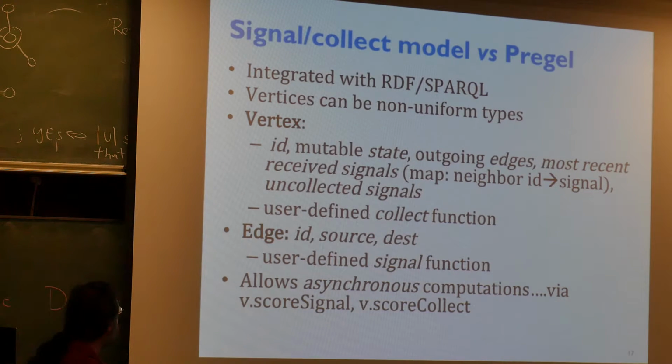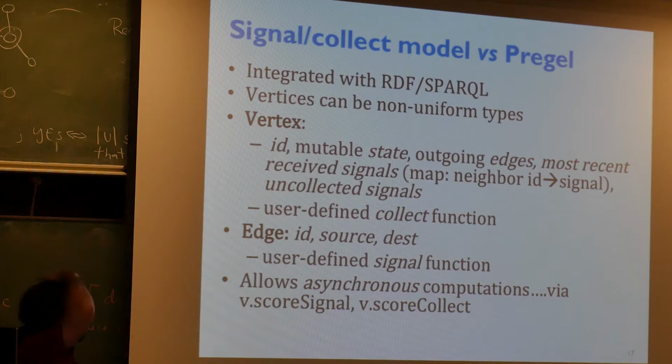So you have a vertex and you have an edge. The vertex has got an ID. It's got a state that you can change. It's got a list of outgoing edges, and then it keeps track of incoming edges in 2 ways. One is a hash table that maps from a neighbor ID to the last signal that neighbor sent. And it also has a list of uncollected signals. Then there's a user-defined function called collect, which is intended to access either the received signals or the uncollected signals, the ones that are kind of floating around. It will collect those signals and do something.